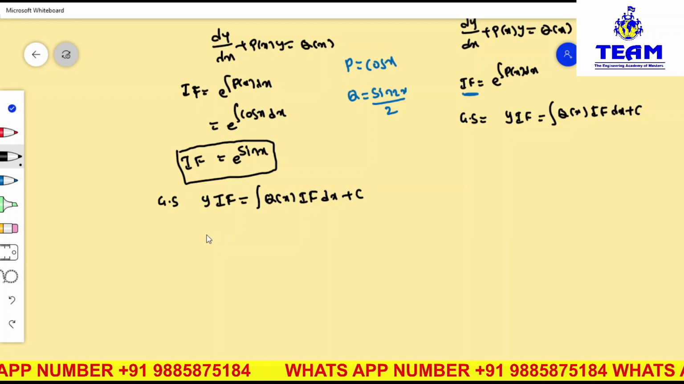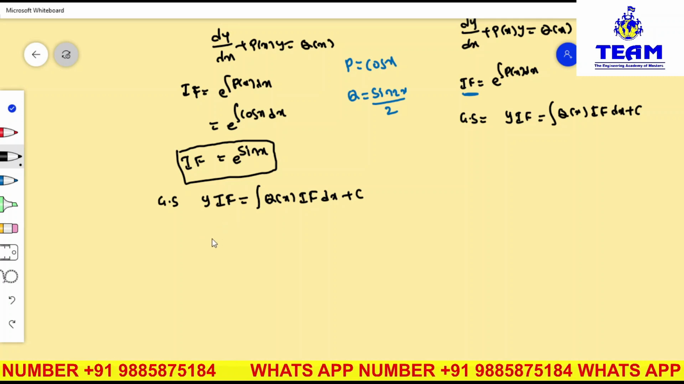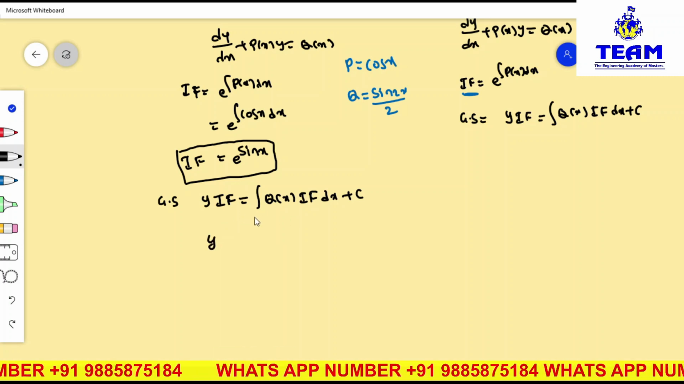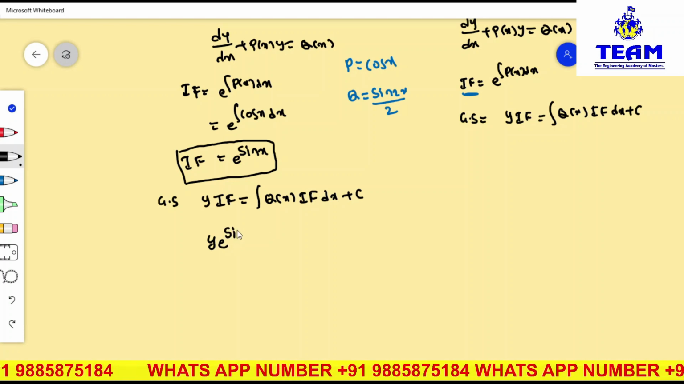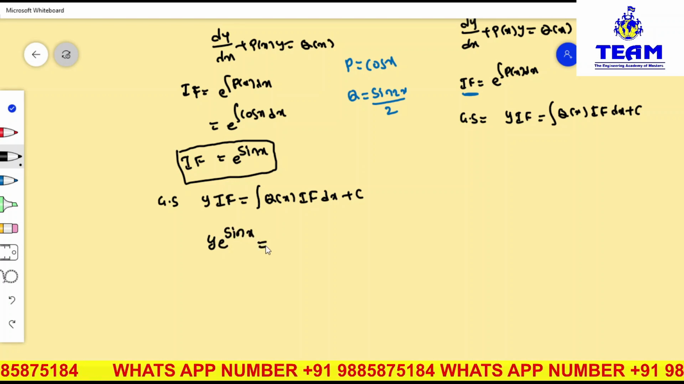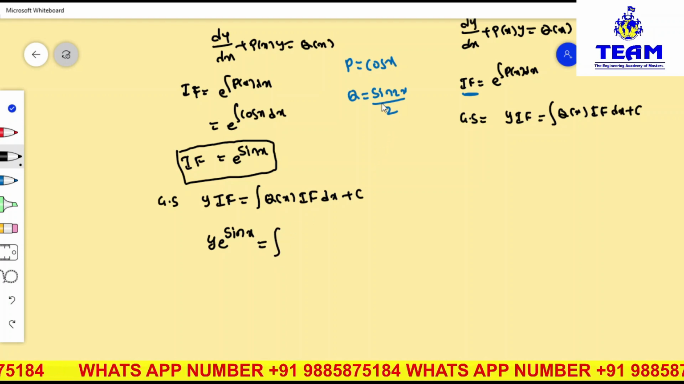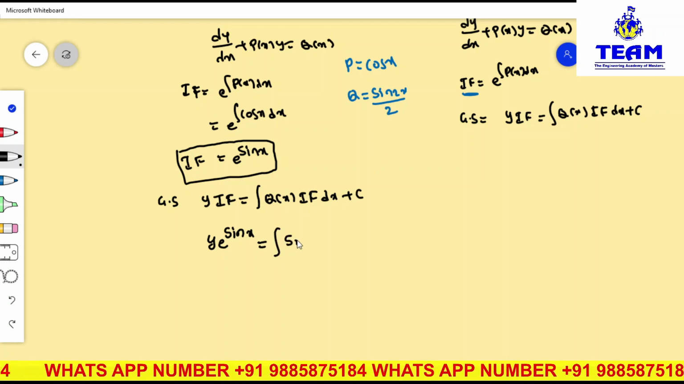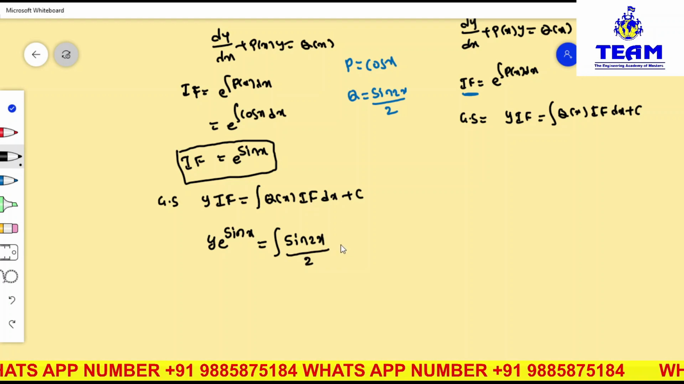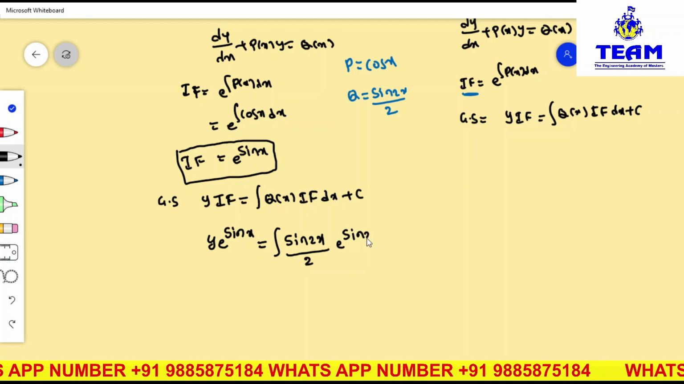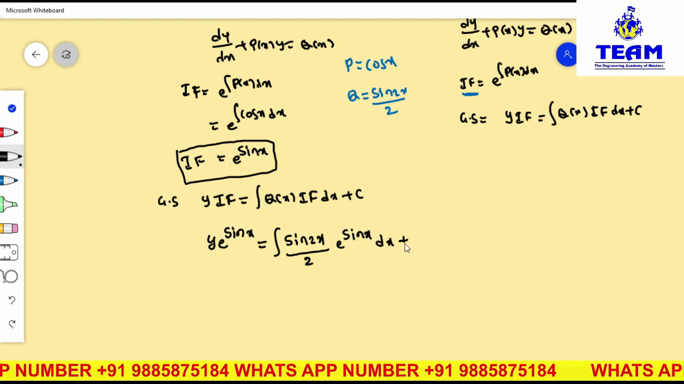Now, to get the general solution, we have to substitute the integrating factor on both sides. Then y into the integrating factor, e to the power of sin x, is equal to the integral of Q(x). What is Q(x)? We have sin 2x by 2. And the integrating factor is e to the power of sin x, dx plus c.